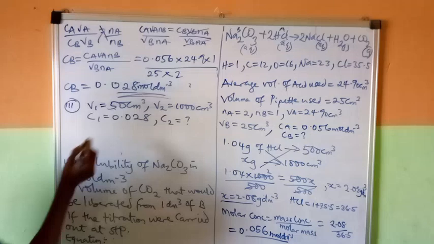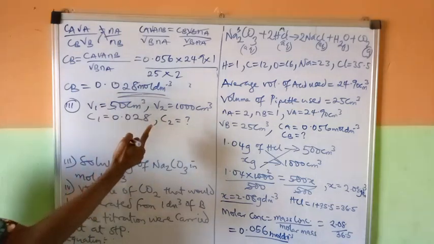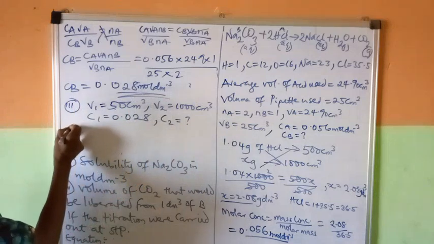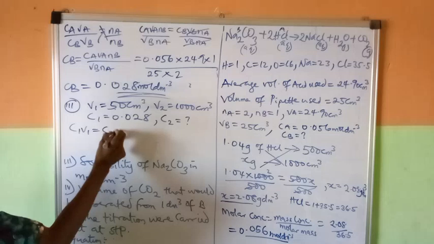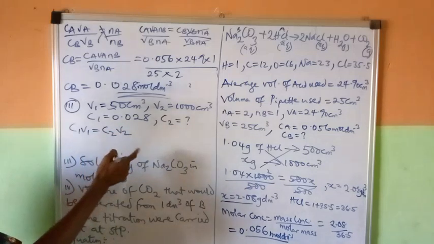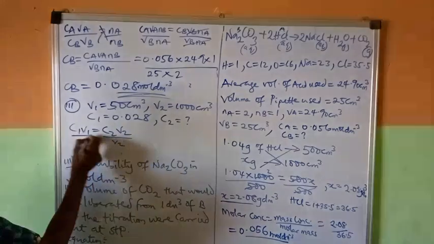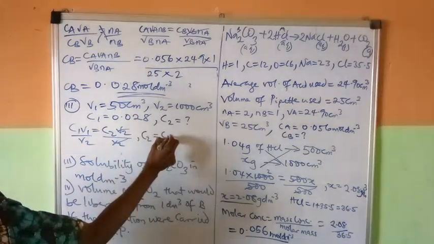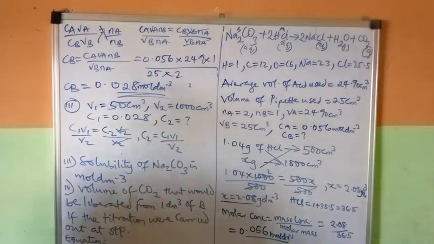So for the dilution theory, there are a couple of ways you can answer this, but one of the simplest ways is to use the dilution formula. And the dilution formula is C1V1 equals C2V2. So you are looking for C2, which is the new concentration. You divide both sides by V2. So your C2 is going to be C1V1 over V2.